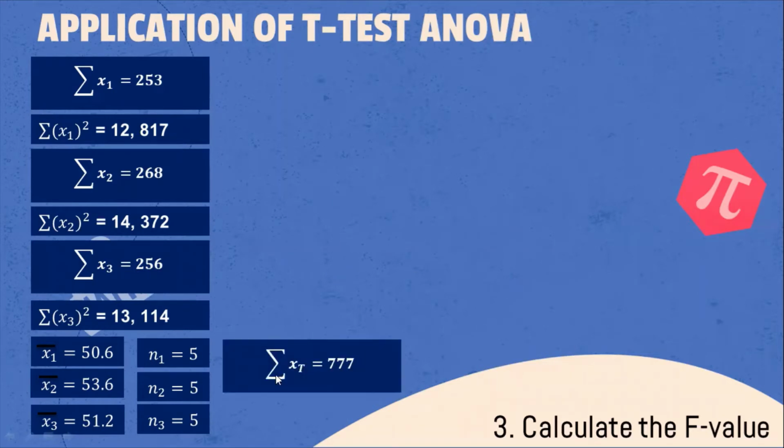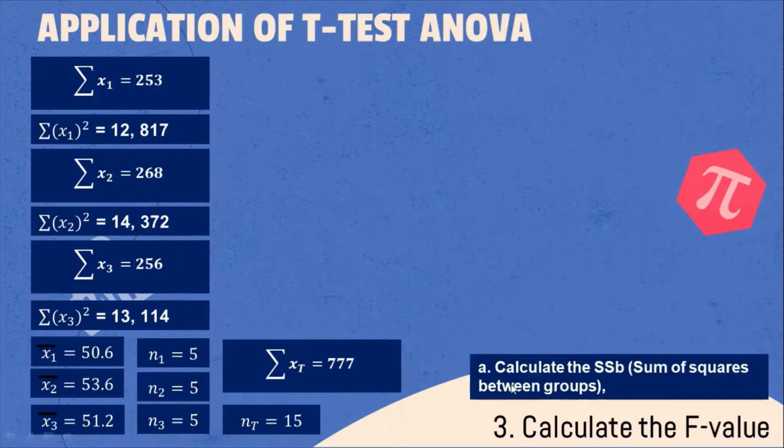So we have also the summation of x sub t, or summation of x total. That is simply adding the summation of x sub 1 plus the summation of x sub 2 plus the summation of x sub 3: 253 plus 268 plus 256. Next one, n sub t, or n total, is equal to 15. 5 plus 5 plus 5, that is 15. N sub 1 has 5 frequency, n sub 2 has 5 frequency, and n sub 3 has 5 frequency.